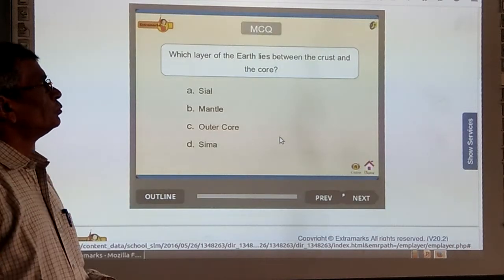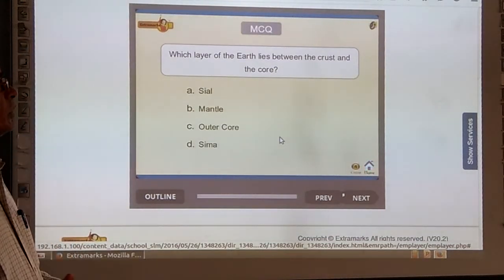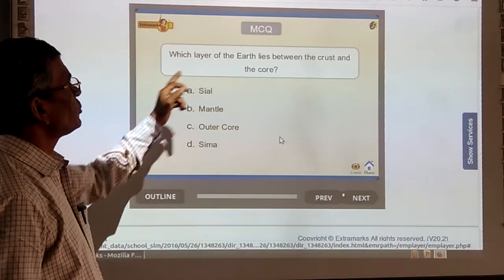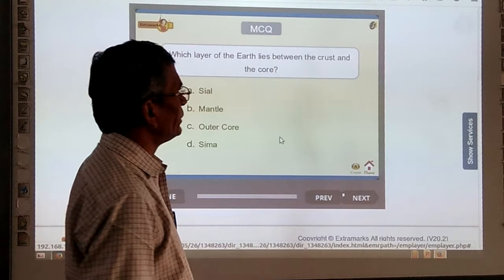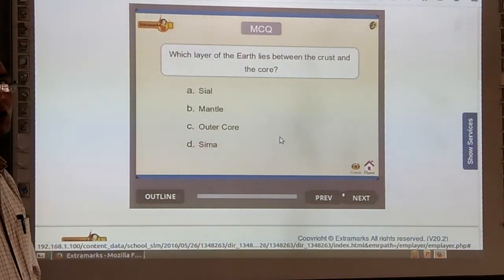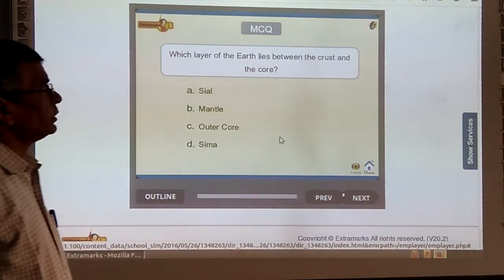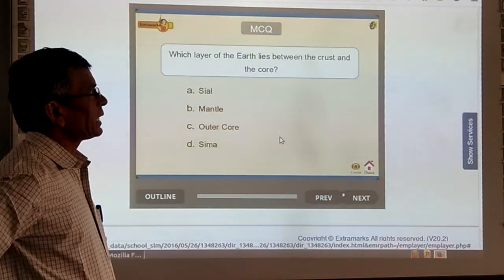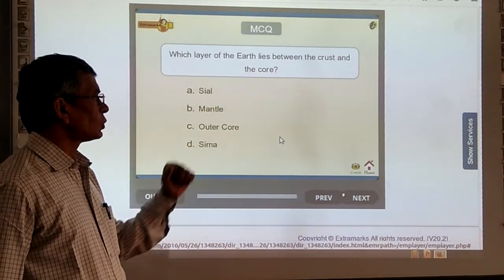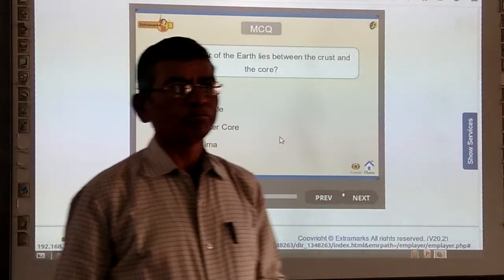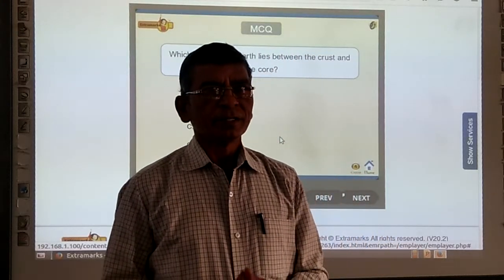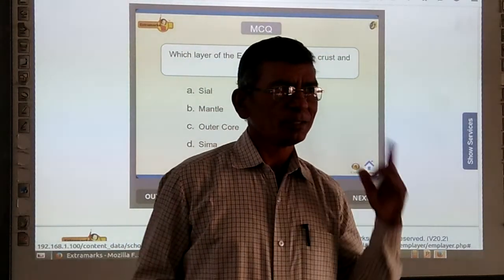Now here, some multiple choice questions are displayed. Look at the screen. Which layer of earth lies between the crust and the core? Children, observe carefully. Which layer of earth lies between the crust and the core? Soil, mantle, outer core, and inner core. Children, now you have to identify the right answer.